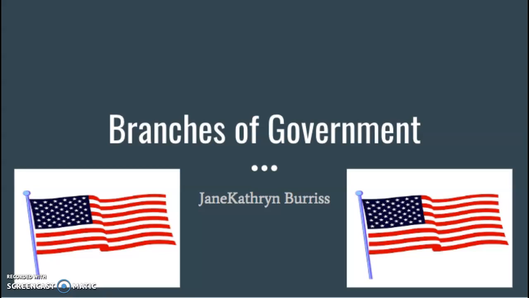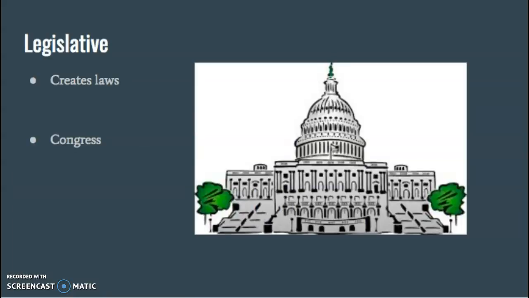So the first branch of government is the legislative branch. The legislative branch is also called Congress, and it is made up of the House of Representatives and the Senate. And the legislative branch is known for creating laws. So they can do things like write laws or vote on bills that they want to become laws.